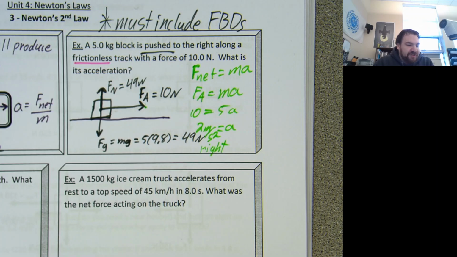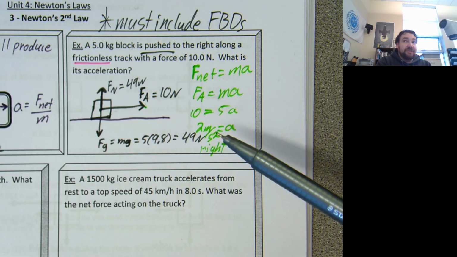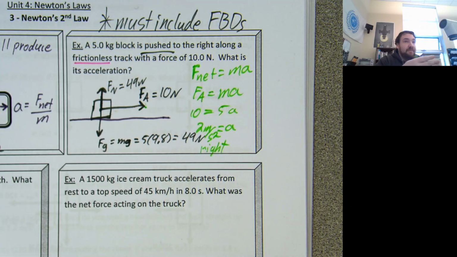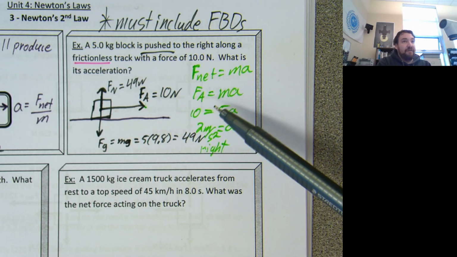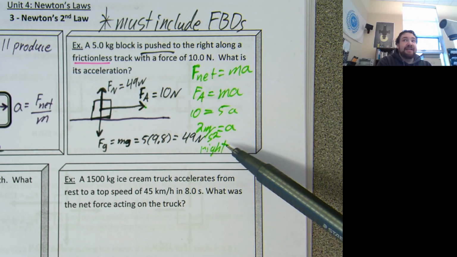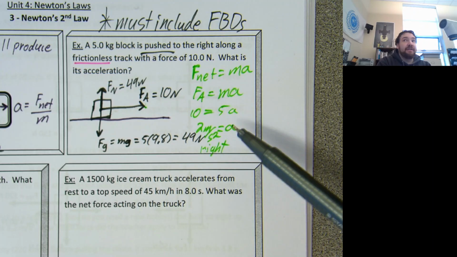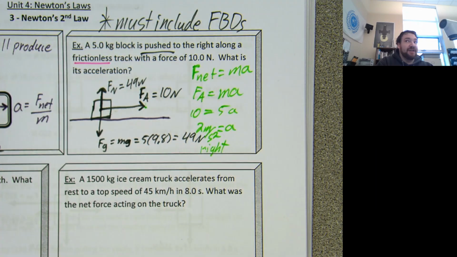So that 10 Newton force is going to cause this block to accelerate at 2 meters per second squared to the right. And now if I wanted to, or if you wanted to, we could figure out what the velocity would be after a certain amount of time, or how far it would go. Everything that we did in the first chapter with kinematics is now fair game once we calculate this acceleration. Let's do a couple more examples.